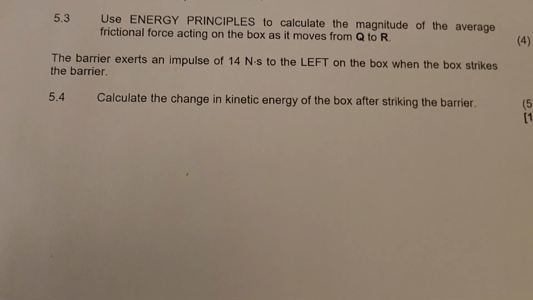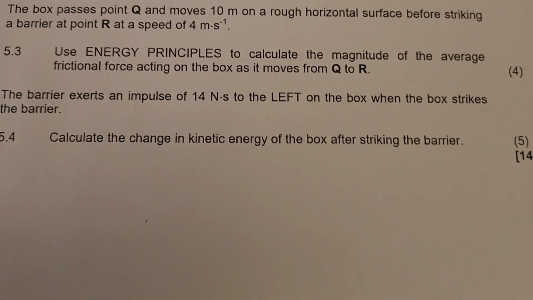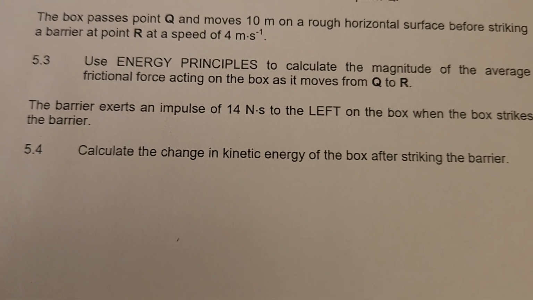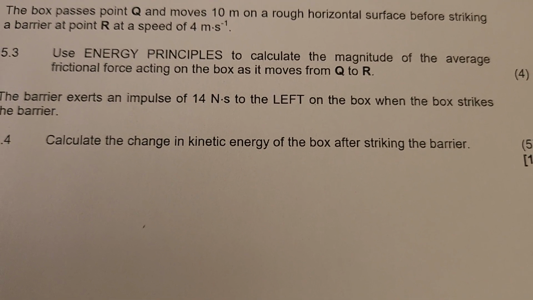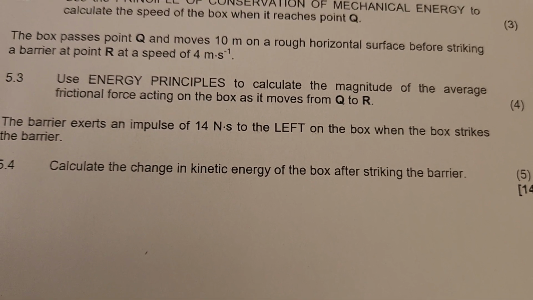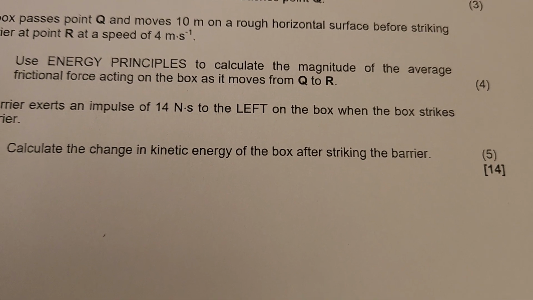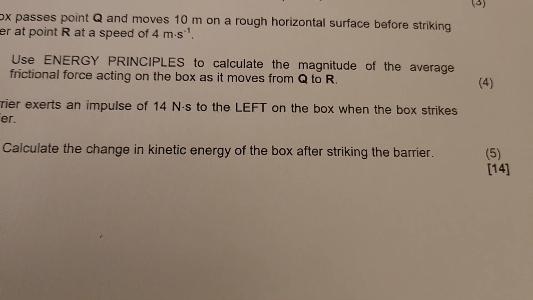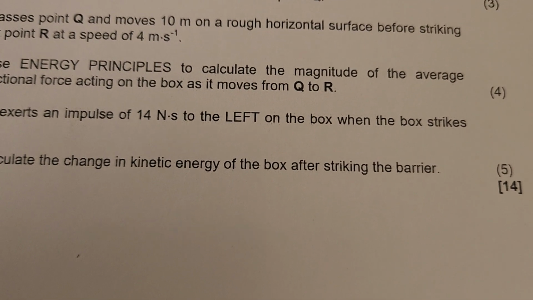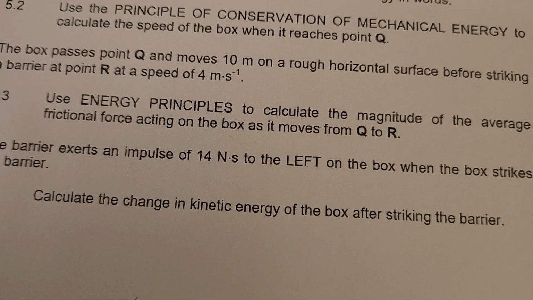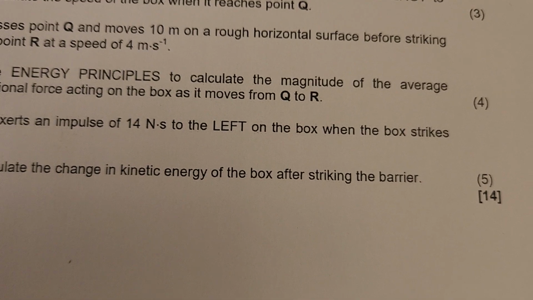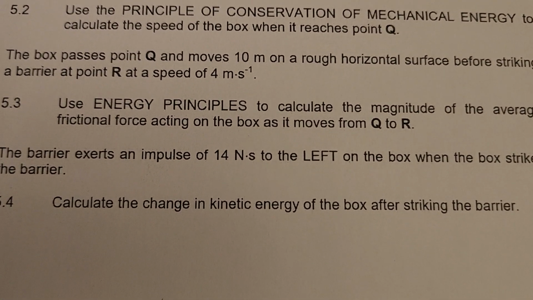It says 5.4. Before 5.4 is a statement. The barrier exerts an impulse of 14 Newton second to the left, pushing the box backwards when the box strikes the barrier. Now calculate the change in kinetic energy. That is the kinetic energy from the 4 meters per second when it strikes the barrier, and the kinetic energy of the final velocity after hitting the barrier.